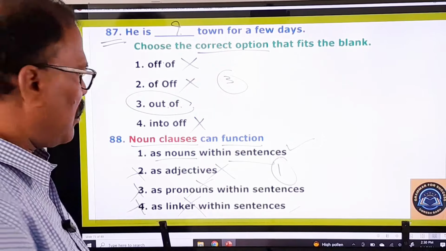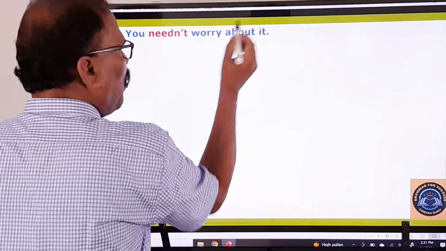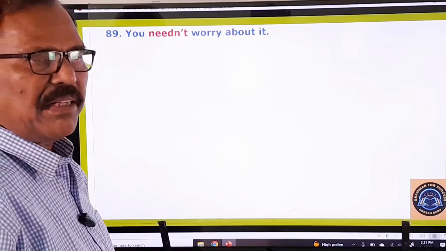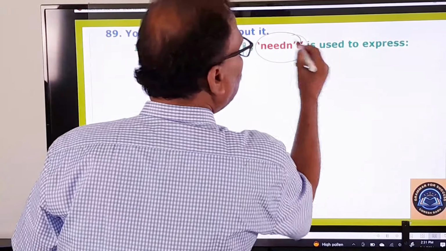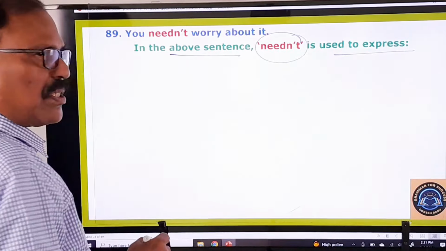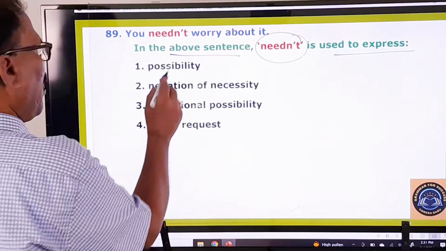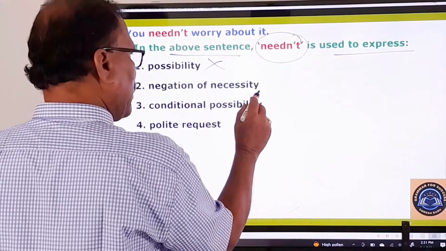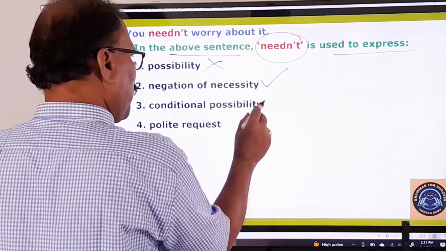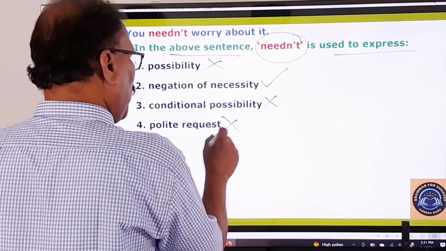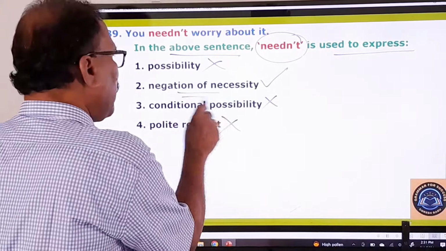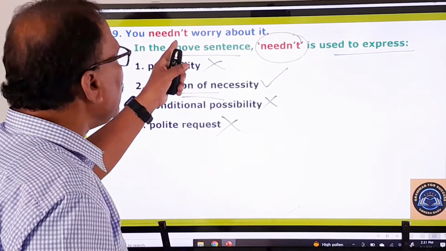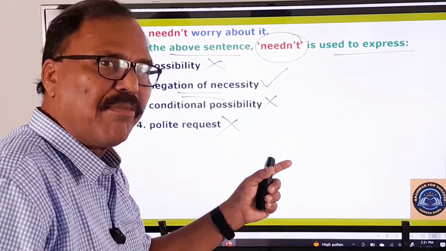Last set of questions. You needn't worry about it. So this is the statement given. And what is the examiner asking you to do? In the above sentence, needn't is used to express what? Let us look at the options. Possibility, no. Negation of necessity, yes. Conditional possibility, no. Polite request, no. So first one, third one, fourth one are wrong. Only the second one is the right one. It is because needn't is the negative form of necessity.